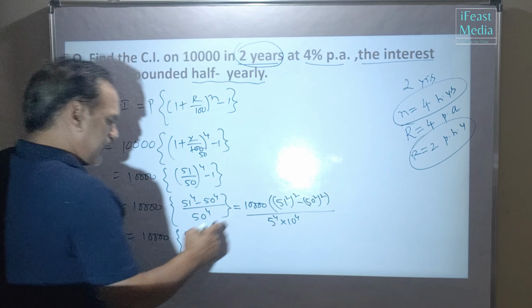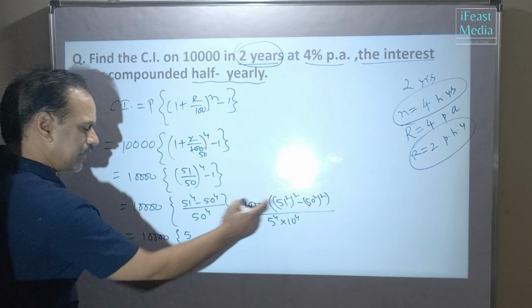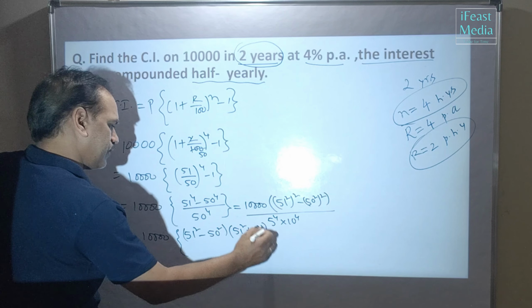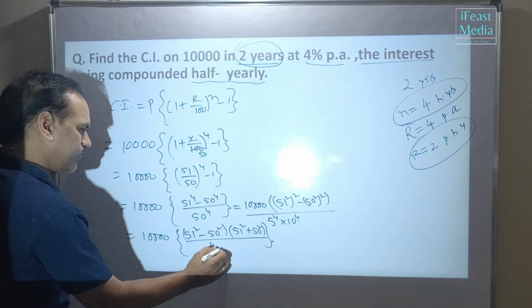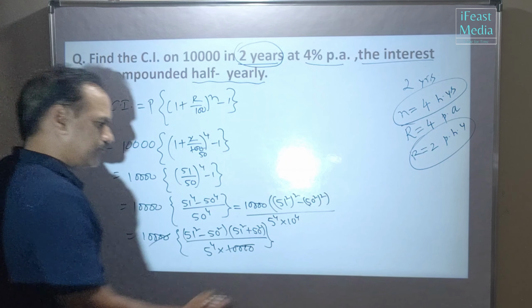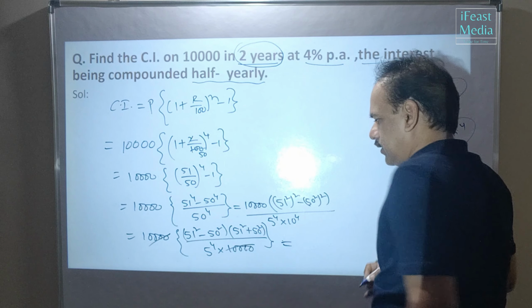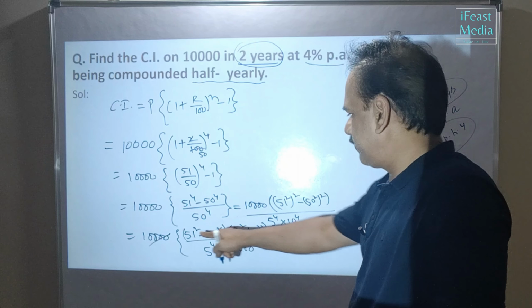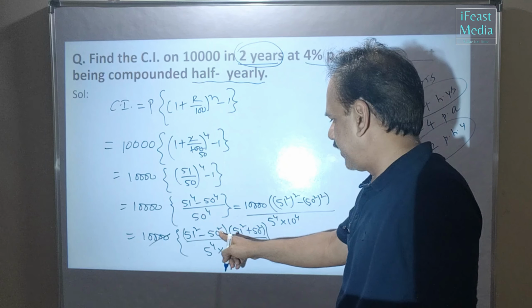So this becomes 51, again you can write it as 51 square minus 50 square into 51 square plus 50 square, using a square minus b square, by 5 power 4 into 10 power 4, which is 10,000. 10,000 gets cancelled. 51 square minus 50 square is again written as a square minus b square. 51 minus 50 is 1. 51 plus 50 is 101. Into 50 square is 2,500, 51 square is 2,601.